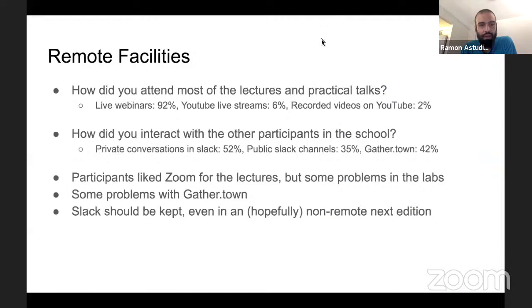Okay, yes, remote facilities in general. I think we basically use live webinars. Some people still use the YouTube streaming. One thing we observed last year is there's a lot of private conversations in Slack, which is great. And I think that we don't see them, but we know they're there. It's also very positive that people still do networking in the virtual world.